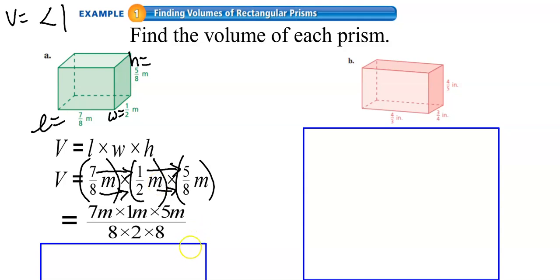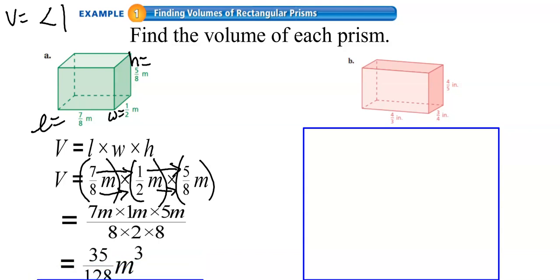Okay, so when I multiply across, I get 7 times 1 times 5 is 35. And then 8 times 2 times 8 is 128. And remember, when I multiply the units, it's meter times meter times meter, which is meter to the third power. This is a three-dimensional figure. So there's my answer. This cube takes up even less than half, right? It's a small cube. It's 35/128 of a cubic meter. All right, let's look at the next example.